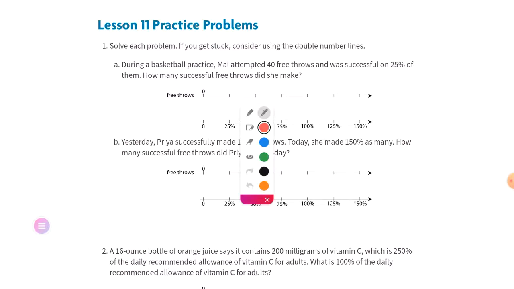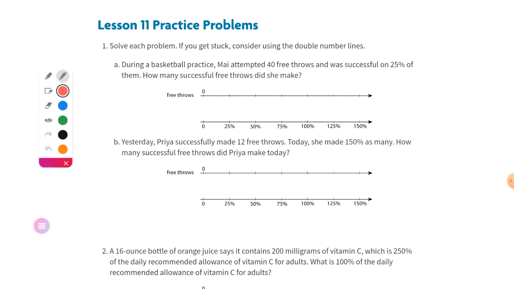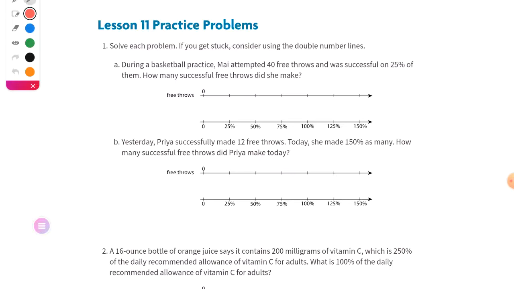1A says, solve each problem. If you get stuck, use a double number line. During a basketball game, Maya attempted 40 free throws and was successful on 25% of them. When we do these problems, I'm going to stress to you, and on part of them you'll have to do this, is pick out this phrase.